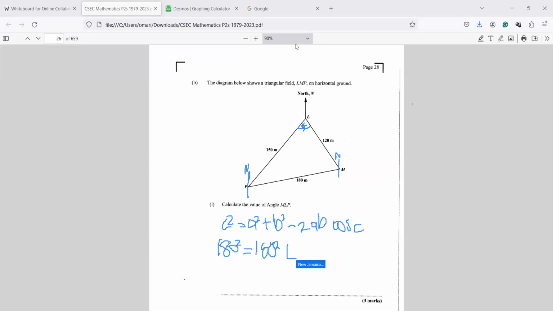plus 120 squared minus 2 times 150 times 120. Forgive the crappy writing, guys. This is supposed to be a 2.